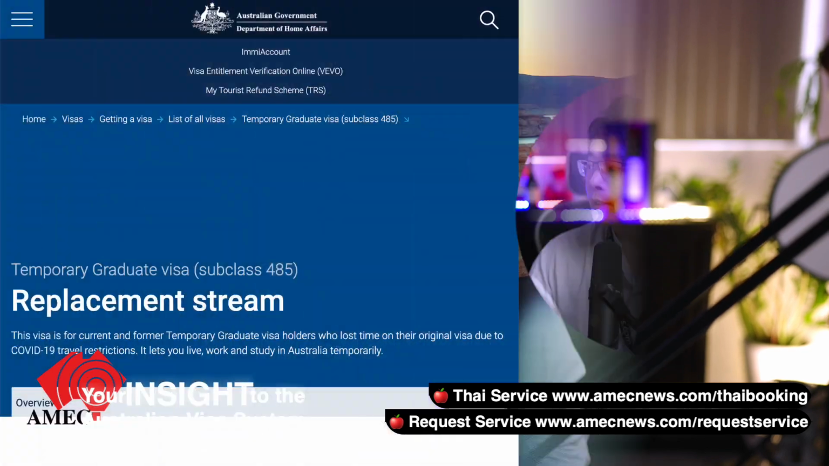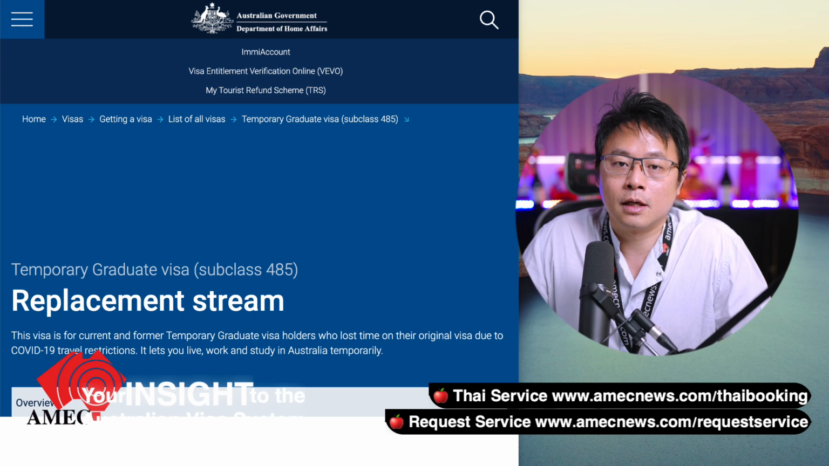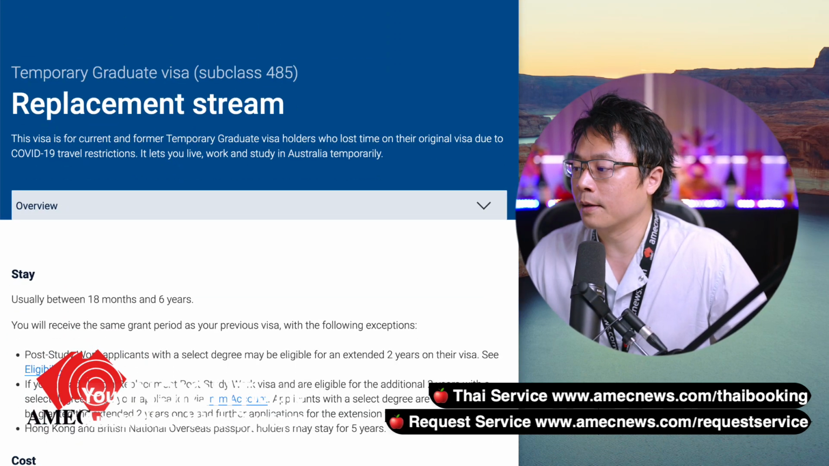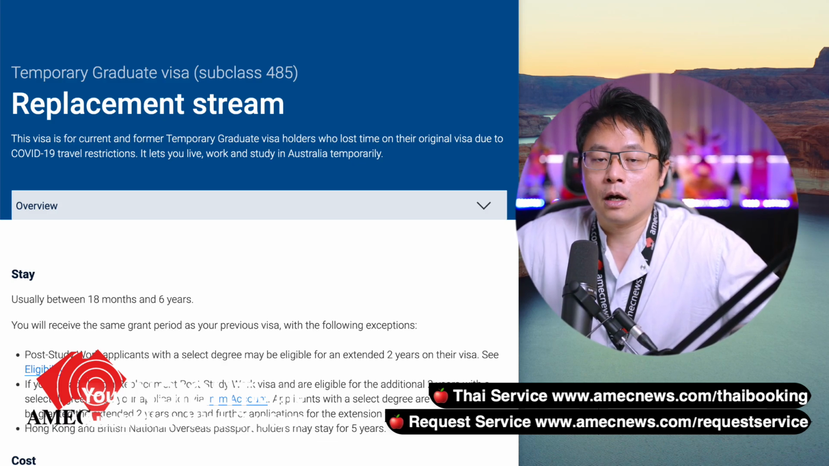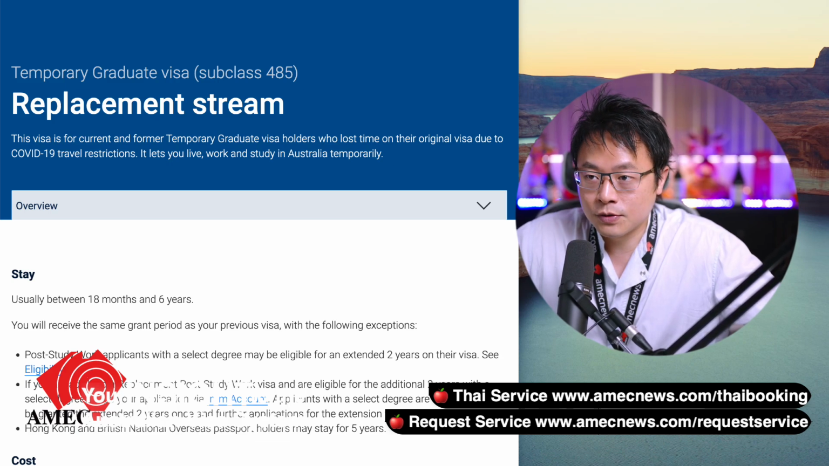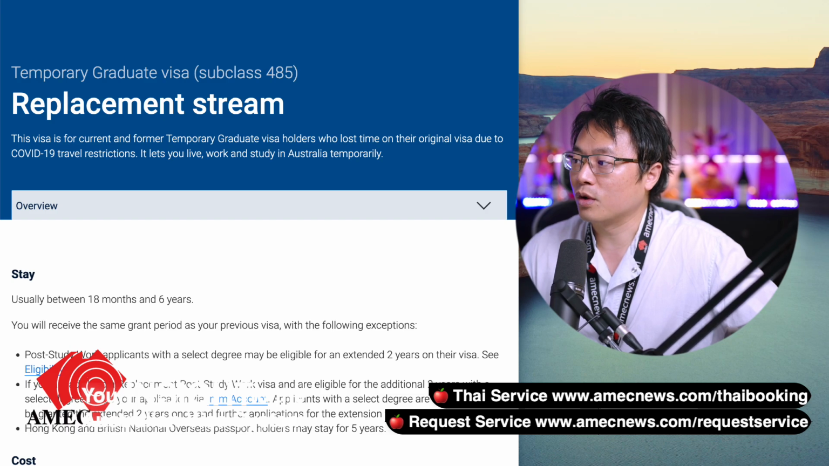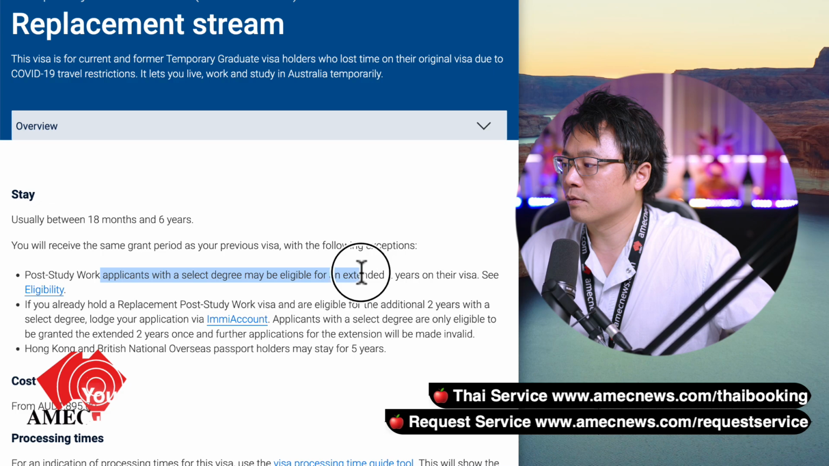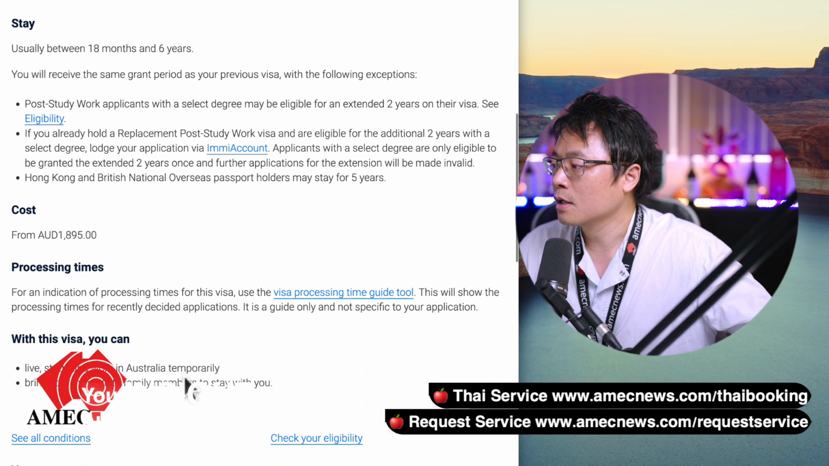Now, last but not least, I would like to remind any of the current 485 visa holders who had their 485 visa approved perhaps last year before July, noticing that in July there has been an extended 2 years given to most of the 485 visa applicants. Now, if you have applied before that, you probably can actually do a replacement stream. So what does that do? The replacement stream, the post-study applicant will be given eligible courses. You need to check those courses for extending another 2 years.